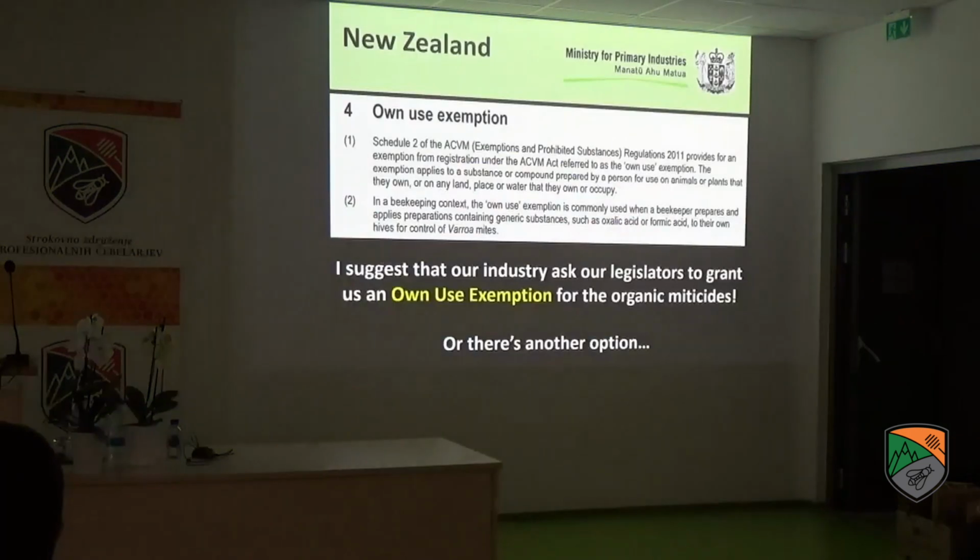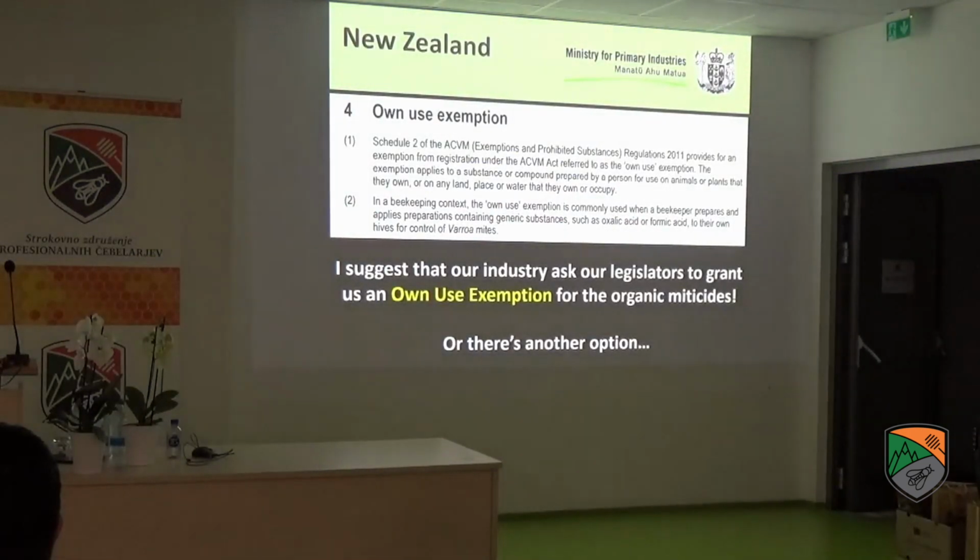And what it says is the exemption applies to a substance or compound prepared by a person for use on animals or plants that they own, or any land, place, or water that they own or occupy. So that would be all of your bee locations. In a beekeeping context, the exemption is commonly used when a beekeeper prepares and applies preparations containing generic substances, not formulated products. Generic substances you can buy off the shelf, such as oxalic acid or formic acid, and they're also allowing thymol, on their own hives for the control of varroa mites.